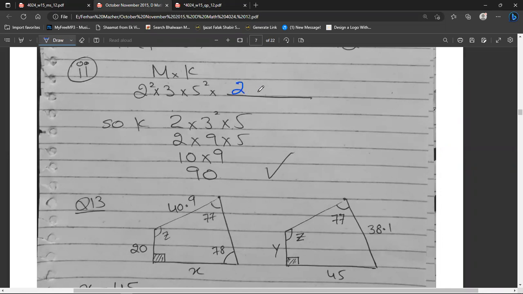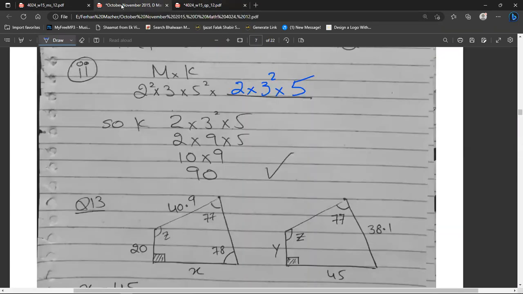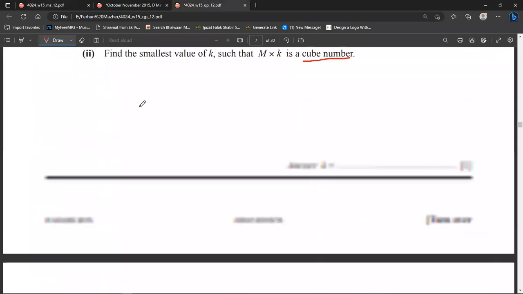And what else I need? I need another 3 square. And what else I need? I need another 5. You see, the idea is for the cube number that each factor should have raised to power 3 or a multiple of 3. So the k value will be 2 into 3 square into 5. So it will be 2 into 9 into 5. So it will be 10 into 9, and that will be 90. So the k value is 90, which is right answer, sir. Okay, so we are going to the next question.